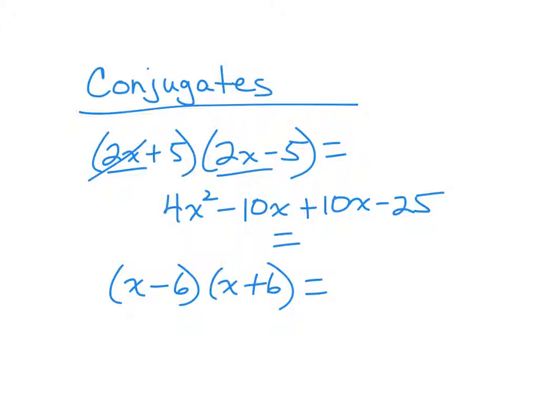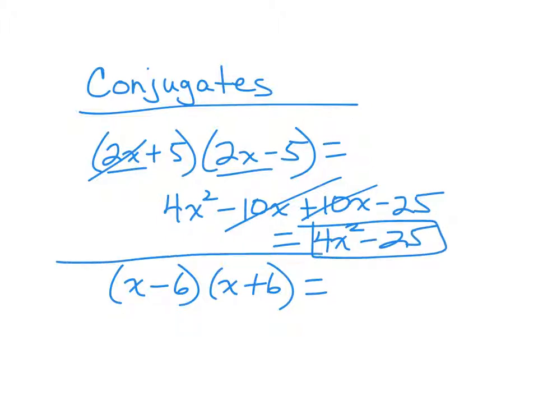Do you see that when I multiplied those two conjugates, the two middle terms canceled? That's kind of an interesting result, isn't it? And I end up with just 4x squared minus 25. I'm kind of wondering if that always happens, if the middle terms always cancel. So why don't you guys multiply x minus 6 times x plus 6 and see if it happens again. And I'll catch up to you in a moment.